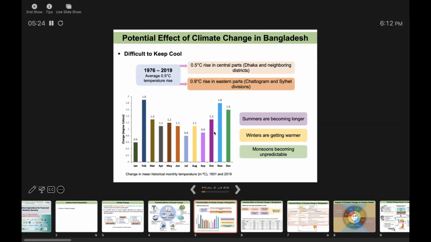From the bar graph, we can see the changes in the monthly temperature from 1901 to 2019. During the month of February, the change in temperature is highest, around 1.9 degrees. Actually, it is the winter season, but the winter is getting warmer. In other months, though the temperature rise is not as significant, it is also a rise, and it is prolonging the summer duration. And the monsoon season is very unpredictable nowadays, as we are experiencing.